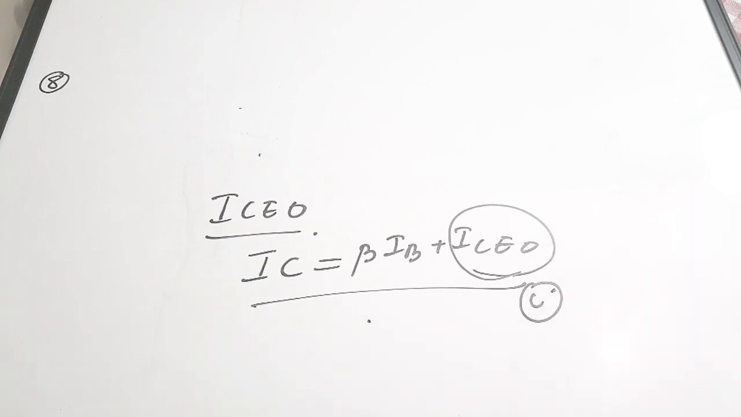Then the ninth question. In a PNP transistor operating in active region, the main stream of current is dash. A, drift of holes. B, drift of electrons. C, diffusion of holes. D, diffusion of electrons.